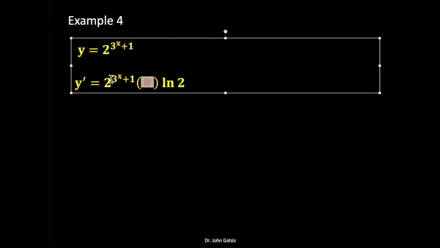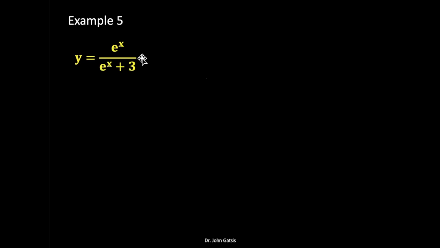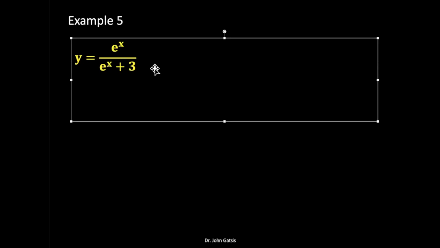In the bracket, we need the derivative of 3 to the x plus 1. We can do that as we have done in an earlier example by taking the derivative of 3 to the x, which is to copy it, and multiply by ln 3. The derivative of 1 is 0, so you have plus 0, but I'll just not put the 0. That's the final answer. Let's do one final example, which involves a quotient rule and exponentials.